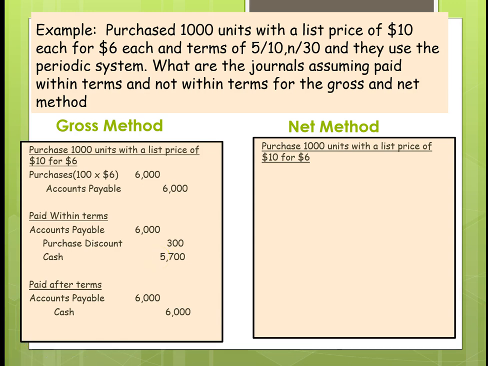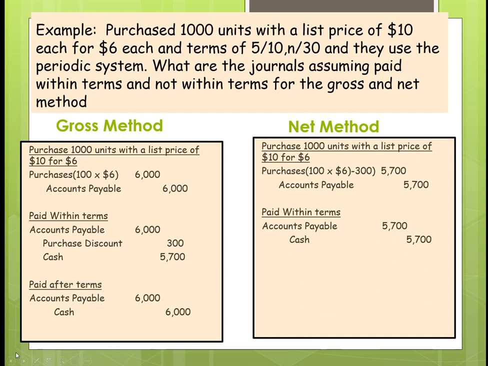Now let's look at the net method. Again, it goes against the purchase account when we bought it, but it's the net amount, and if we paid within terms, it would be the $5,700 and the cash. If we paid outside of terms, we would record interest expense of $300.